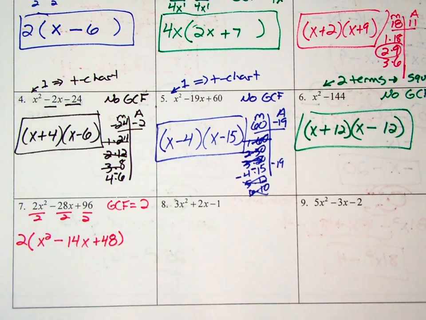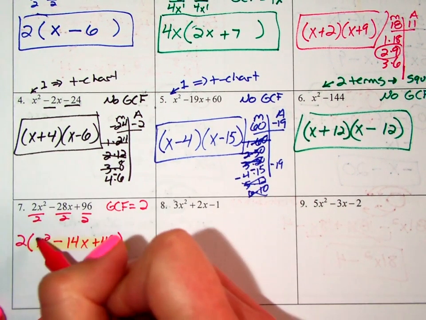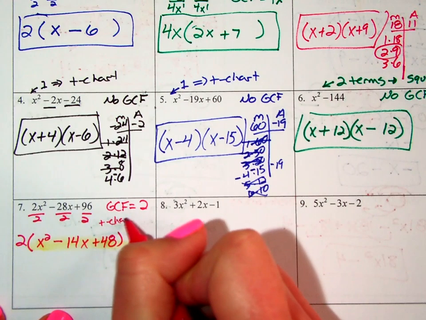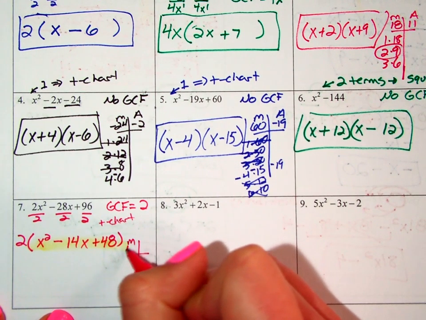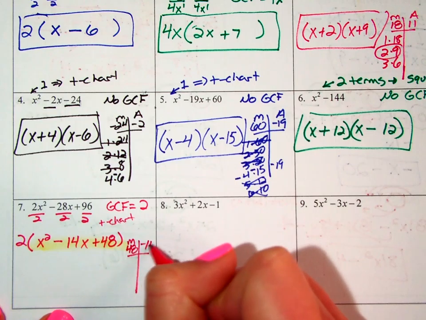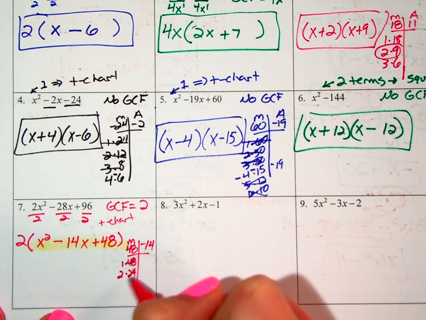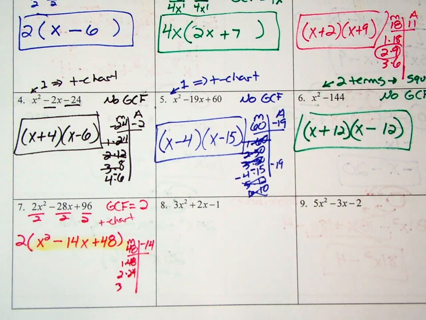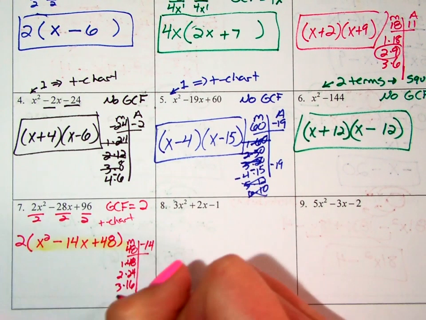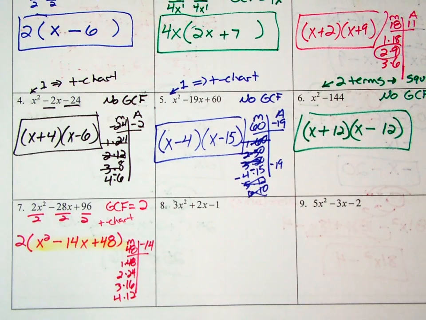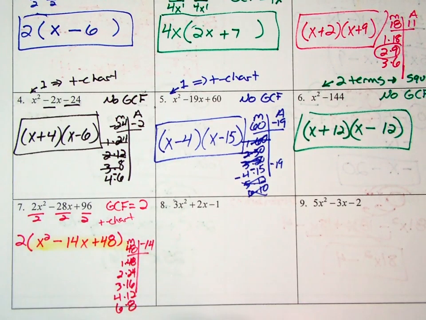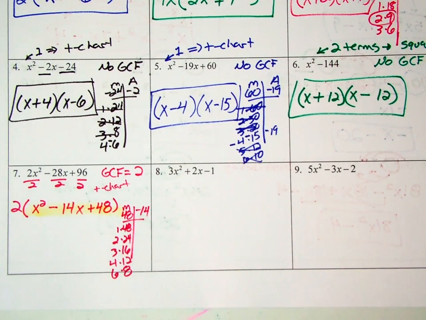And now we have to try to factor the inside, because as soon as we see that there's a squared, we have to try to factor the inside. Since my first term is 1, this means that this would be a t-chart. So we have to think about numbers that multiply to 48 and would add to give us negative 14. All right, so 1 and 48, 2 and 24, 3 and 16, 4 and 12, 5 won't work, 6 and 8. I want to make sure you can see 6 and 8. So 7 won't work, and we've already done 8.